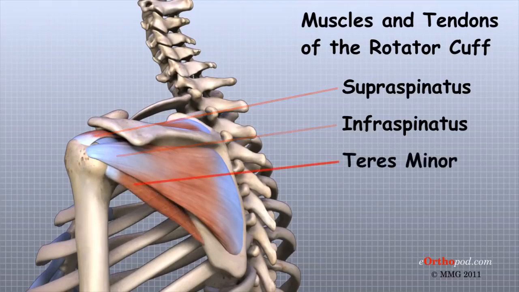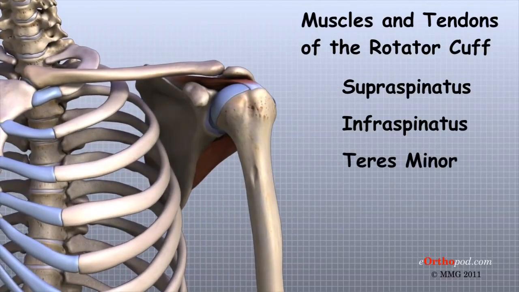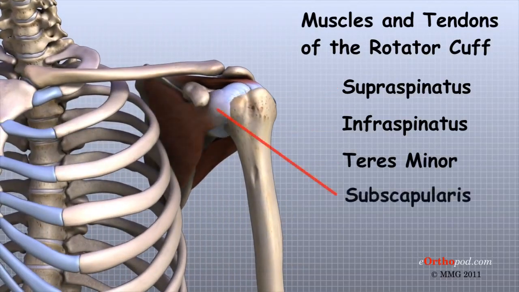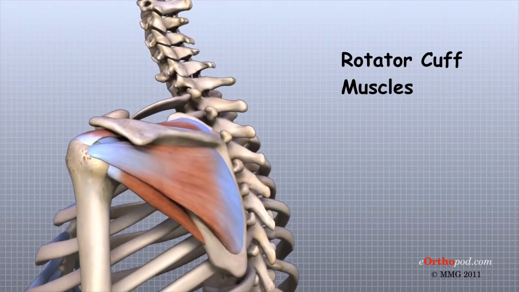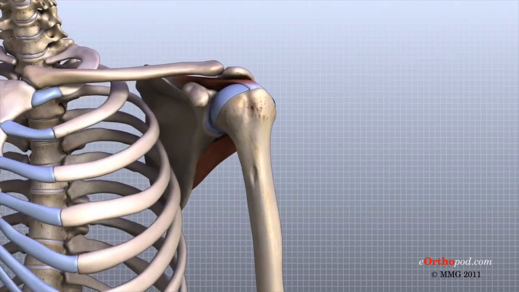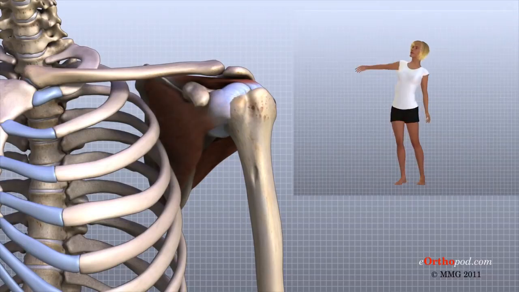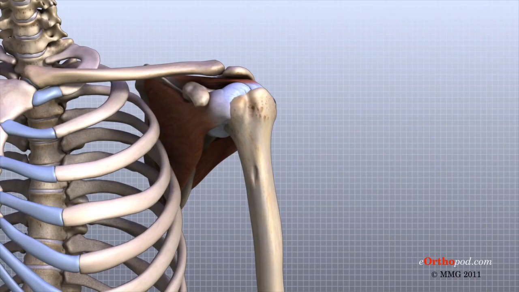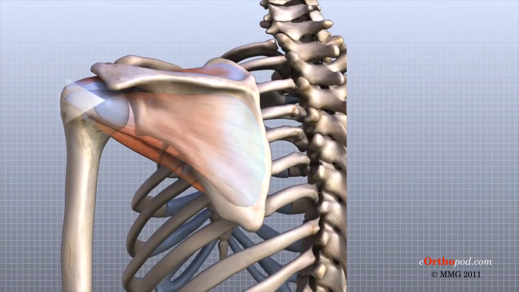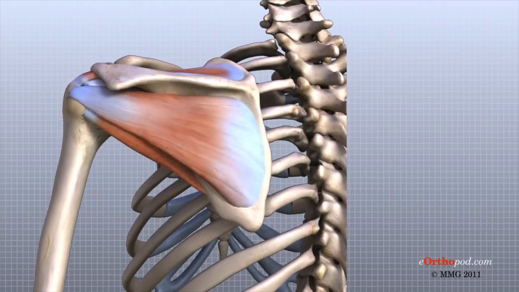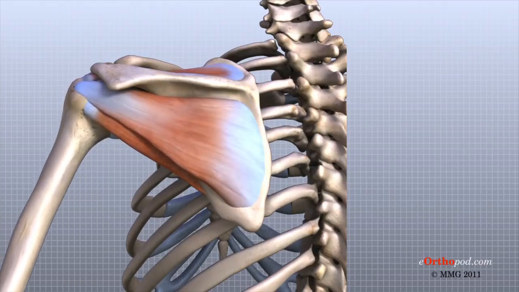Just before these muscles attach to the upper end of the humerus, they join together to form a single tendon called the rotator cuff. The rotator cuff muscles lie just outside the shoulder joint. These muscles help raise the arm from the side and rotate the shoulder in many directions. The rotator cuff muscles and tendons also help keep the shoulder joint stable by contracting and holding the humeral head tightly in the glenoid socket as the humerus moves.